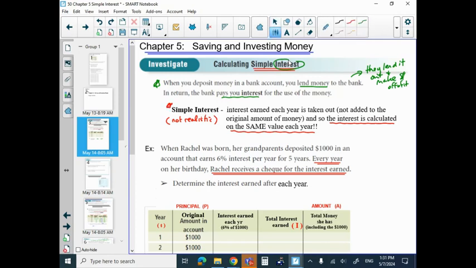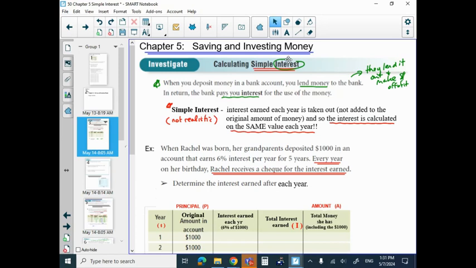And that's not super common because typically the interest adds into the total and you end up with interest on interest, which means the amount of interest you get gets more and more, but we'll see that in the next lesson. So in this example, Rachel was born, her grandparents deposited $1,000 into an account that earns 6% per year for 5 years. Each year they're taking out the money. Every year on her birthday, Rachel receives a check for the interest earned.